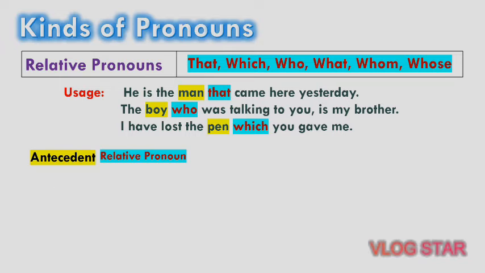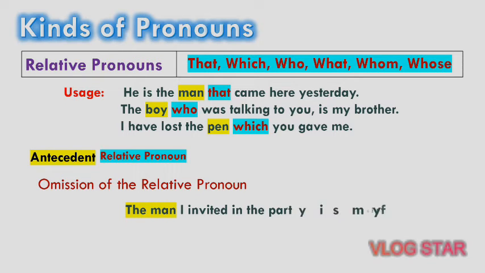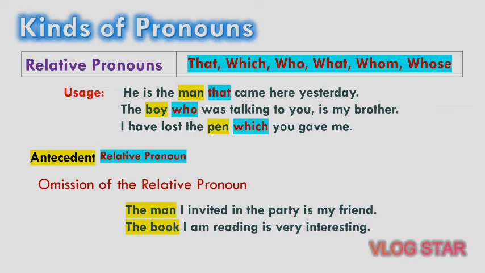Now one exception we have to learn here is the omission of the relative pronoun. Sometimes in English sentences, the relative pronoun remains understood. It does not get expressed; it remains hidden. For example, the man I invited to the party is my friend. Here the noun the man is given, but the relative pronoun whom has been omitted. If we put the relative pronoun there, the sentence will be: the man whom I invited to the party is my friend.